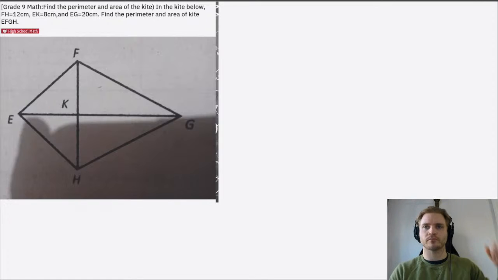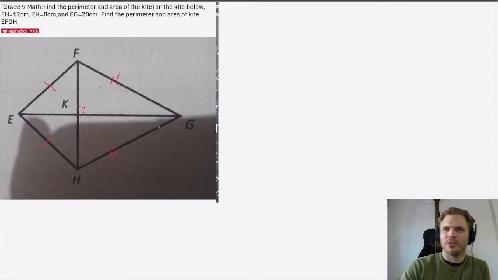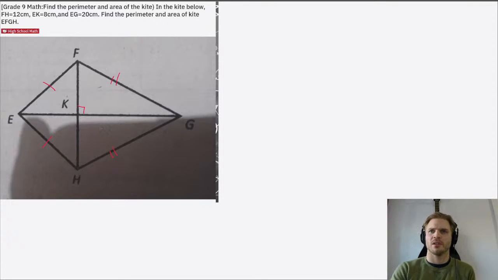All right. So since this is a kite, this is equal to this. This is equal to this. This is a right angle. We're told that FH equals 12, and the diagonal here bisect each other. So if FH is 12, which is from there to there, then this is 6 and this is 6. Or no, I'm sorry. The long diagonal bisects the short diagonal.